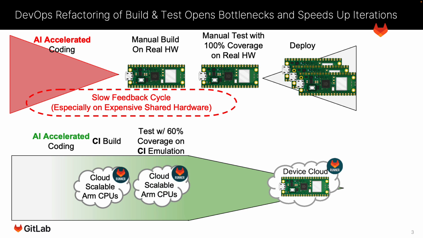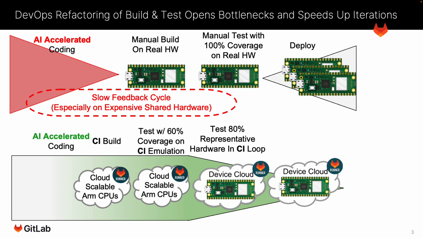Here, I'm just saying 60%. In a lot of cases, it's a lot better than that. But anytime we can use emulated systems to get some early feedback, it's better. And then testing on representative hardware. Sometimes just having hardware that's very similar to, but not identical, is a lot cheaper than having the full-on production rig that we need to use.